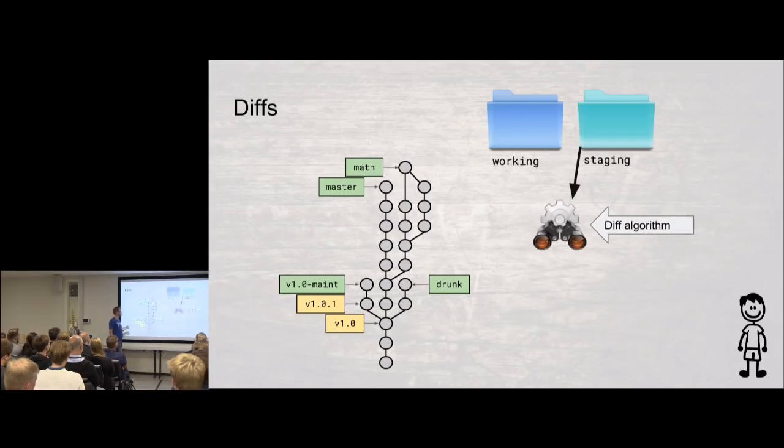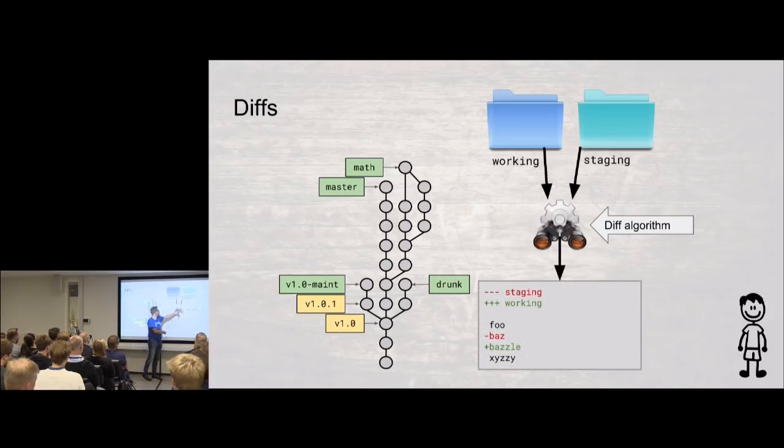So let's introduce a diff algorithm. A diff algorithm basically takes two folders. In this case, I'm taking staging and the working folder, and it spits out a result, which is basically a text listing of the changes. We're doing source code here, so it's all text-based. It's fairly nice and easy to look at changes.